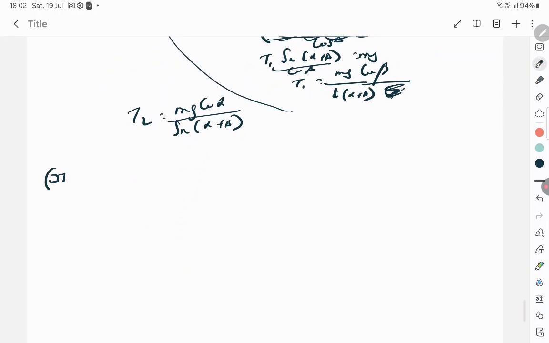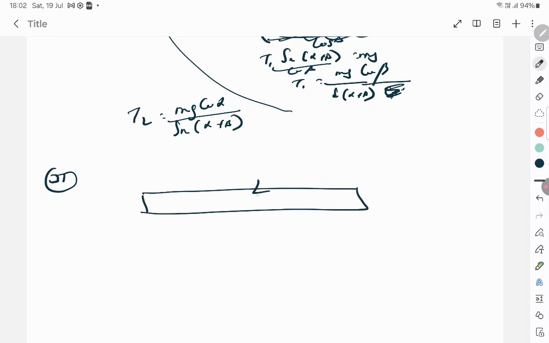Let's go to example 37. A uniform rope of length capital L resting on a frictionless horizontal surface is pulled at one end by a force of F. What is the tension in the rope at a distance small l from the end? So there is a small l from the end. At this point, what is the tension? This is an entrance question where the capital L is given.